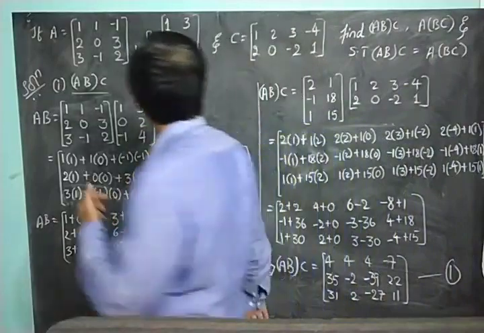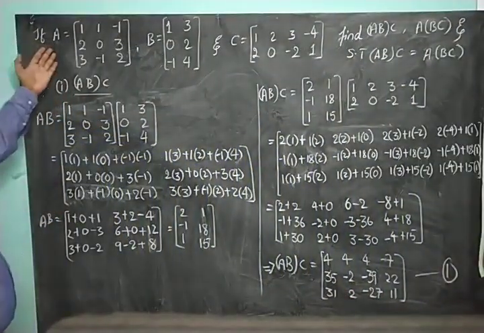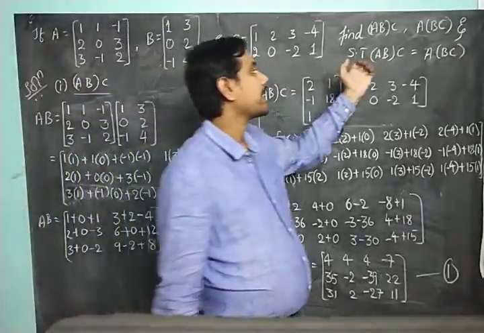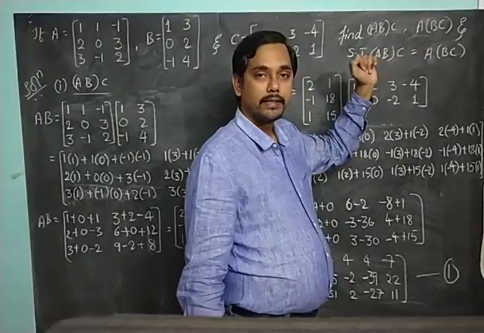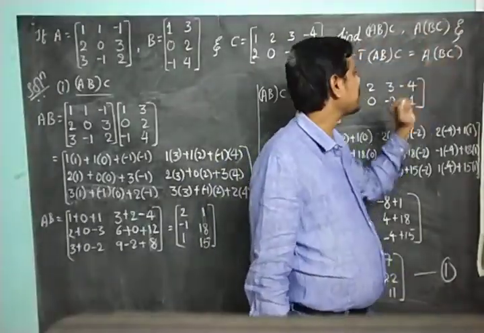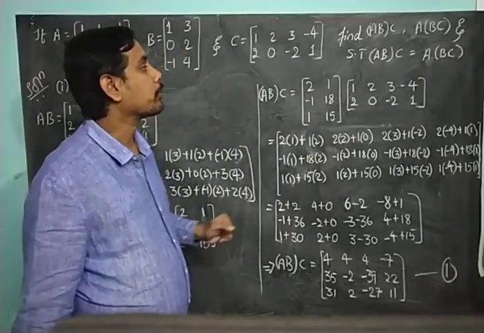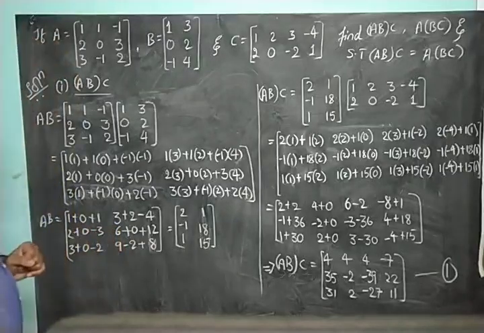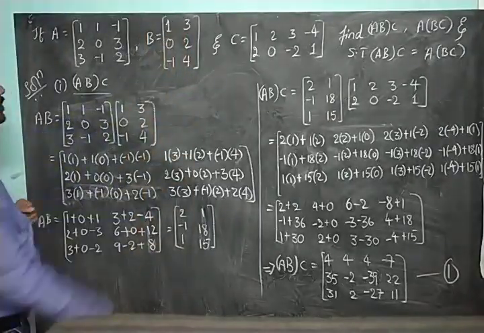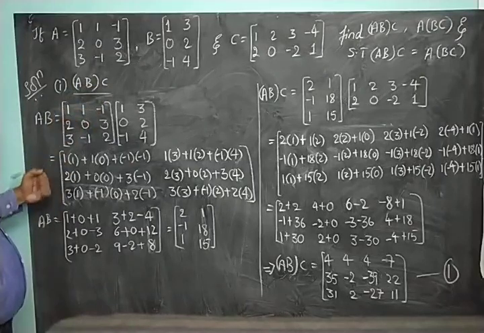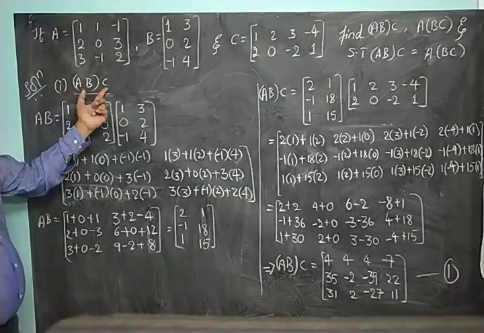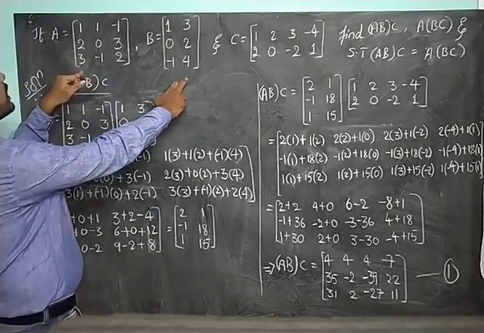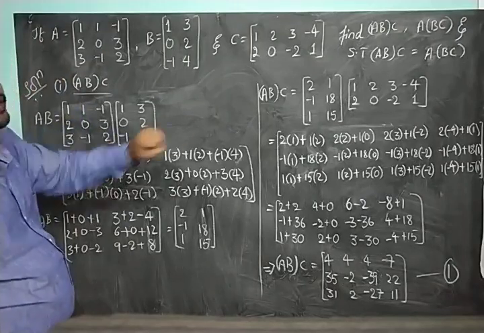So here, A is a matrix, B is a matrix and C is also a matrix. What we need to find: first, AB into C. Second, A into BC. And thirdly, we need to prove that AB into C is equal to A into BC. Let's take up the first part, AB into C. First we need to multiply AB, then whatever product we get, we need to multiply with C.